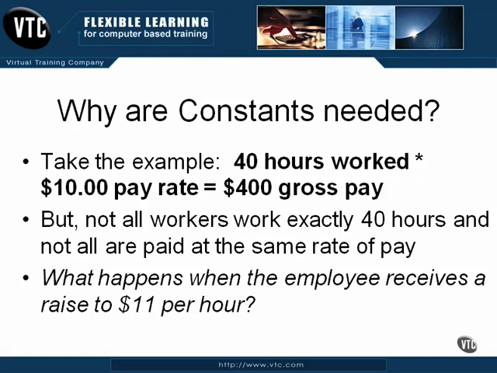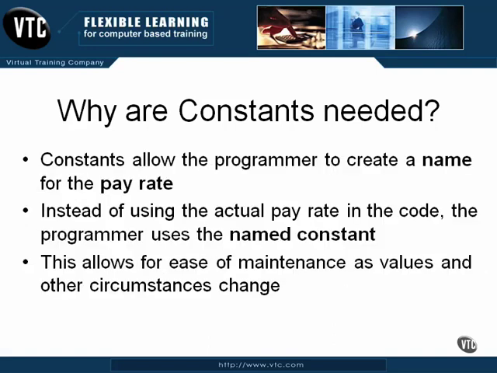We want to create a situation where we can perform what's called program maintenance relatively easily. And this is where constants come into play. Constants allow the programmer to create a name for the pay rate. This name is what's used rather than the actual pay rate. The programmer uses that named constant in the code directly. This will allow for changes and other program maintenance issues to take place much more easily as circumstances change.